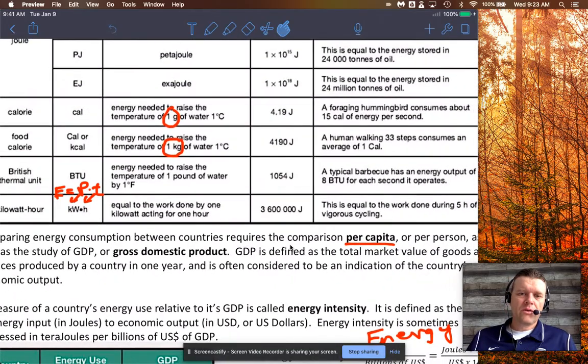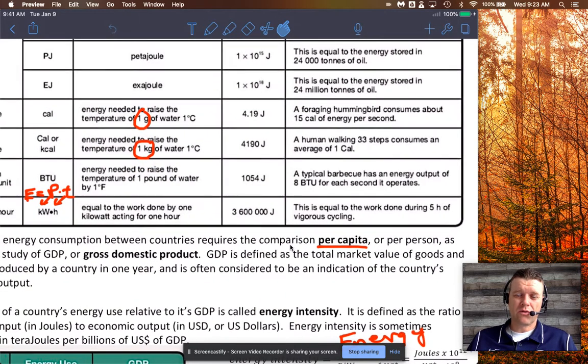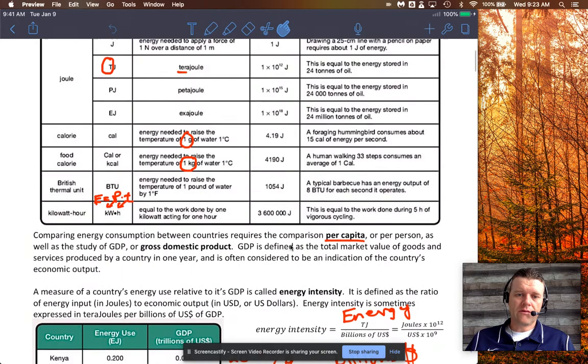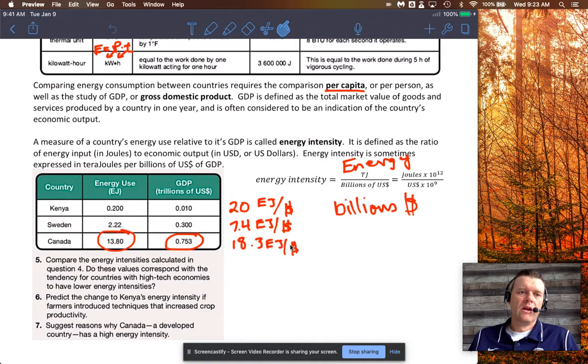You do need to be familiar with the vocabulary per capita, as I highlighted here, as well as gross domestic product. When we're talking about energy and we start looking at other countries, we make those comparisons. And the first one is definitely called energy intensity. I kind of highlighted this here already. It's a measure of a country's energy relative to its gross domestic product, or its total market value of goods and services produced by a country in 1 year.